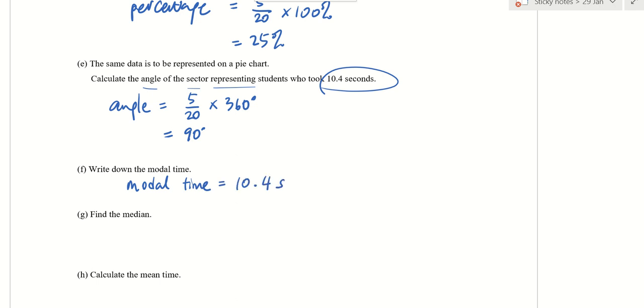Find the median. Okay, now we need to look for the middle position. With 20 people, the middle position is 20 plus 1 divided by 2. So we are looking for position number 10.5. Meaning we look at the time for number 10, the time for number 11, and we take the primary school average, otherwise known as the mean.